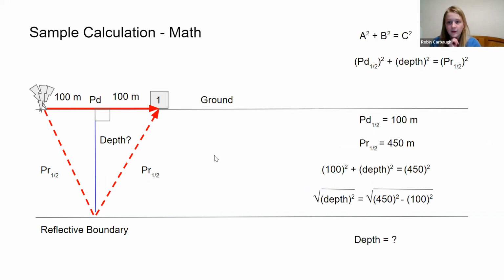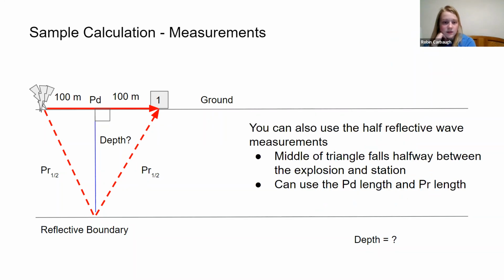So I did a sample calculation just to kind of show how it's going. PD would be 100. I did a PR half length of 450 as an example, and kind of just plug and chug, and that can give you depth. And you should more or less be finding the same depth for all of them. They might vary a little bit. It kind of just depends.